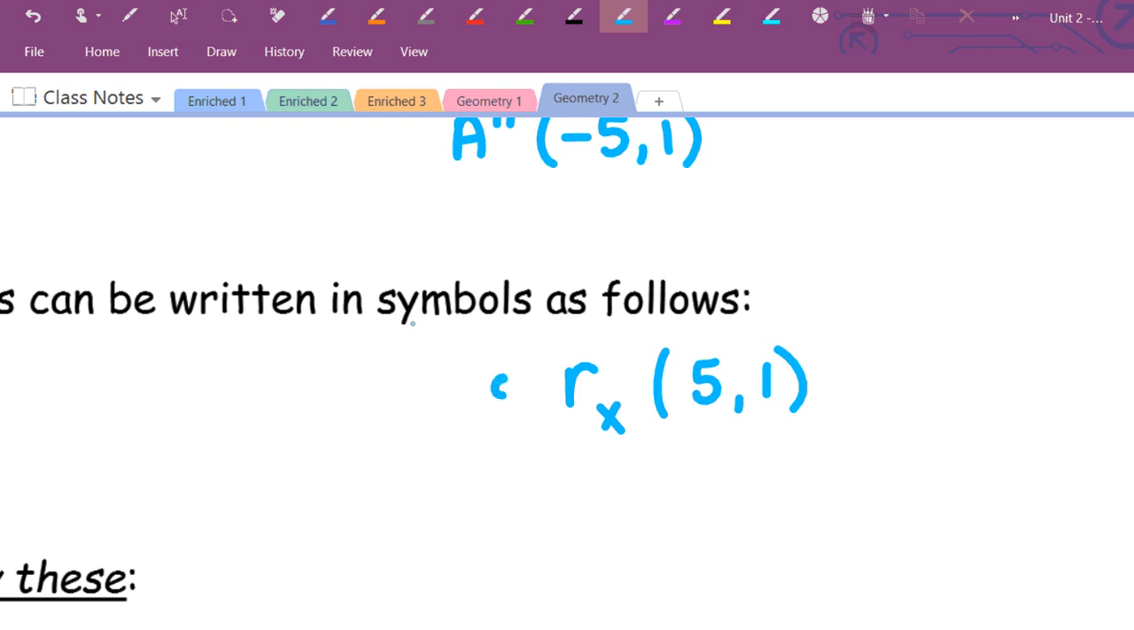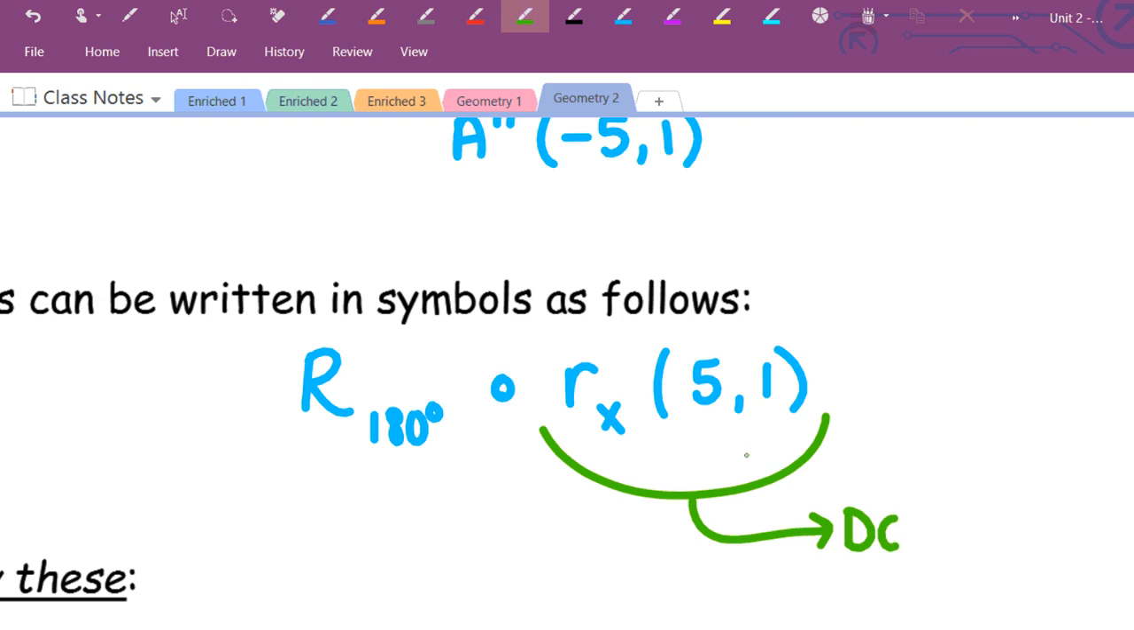So now I'm going to leave an open circle here because there was another transformation that was done after that one. We did our reflection. What else did we do here? So is that a capital R or lowercase r? There we go. What does this indicate? This transformation is the one that is done first.